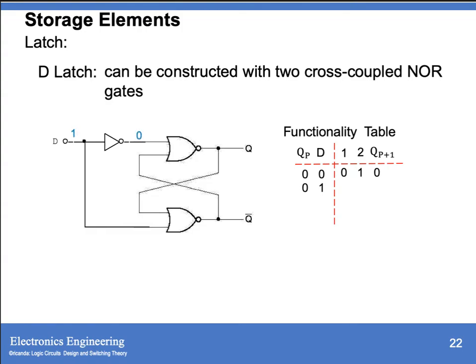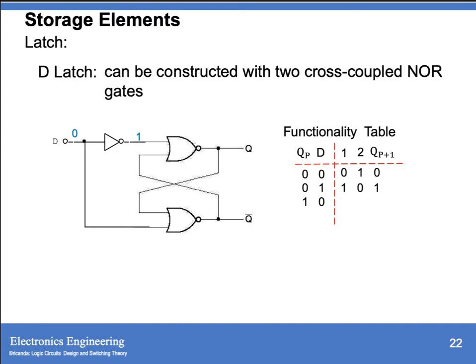If we have D equal to 1, your output of your inverter is 0. We have 1, this makes your Q bar equal to 0 and makes your Q equal to 1.